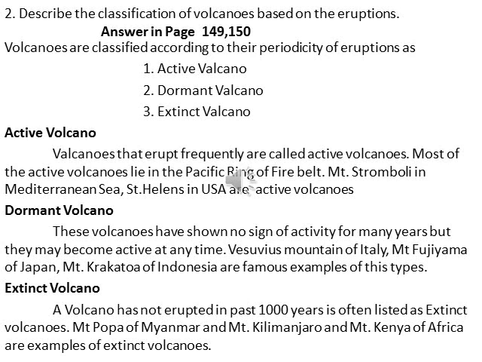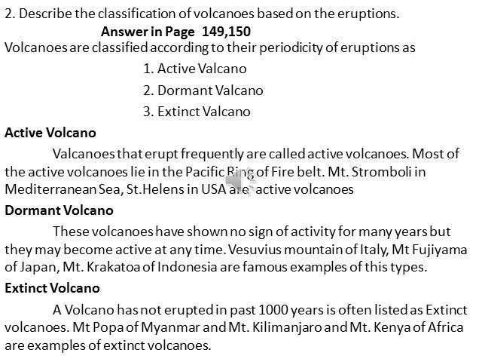Then dormant volcano: these volcanoes show no sign of activity for many years, but they may become active at any time. That is the first point only. Then for the second point, they mention 3 mountains; you write just 2 mountains. Then extinct volcano. Here write the first point: a volcano that has not erupted in past 1000 years is often listed as extinct volcano. Then here also write any 2 examples. That's enough.